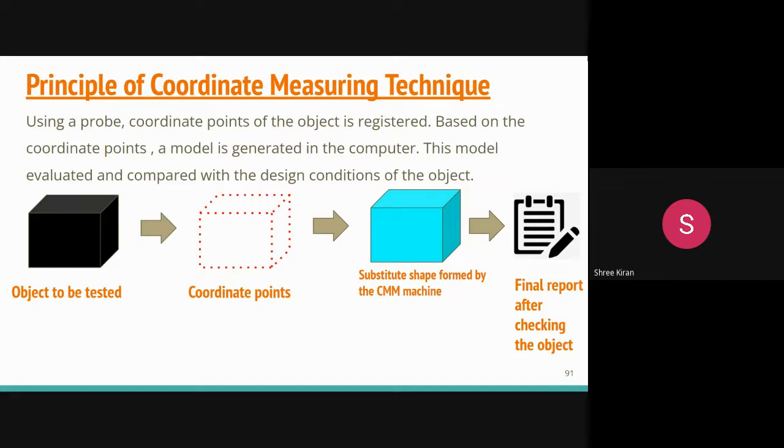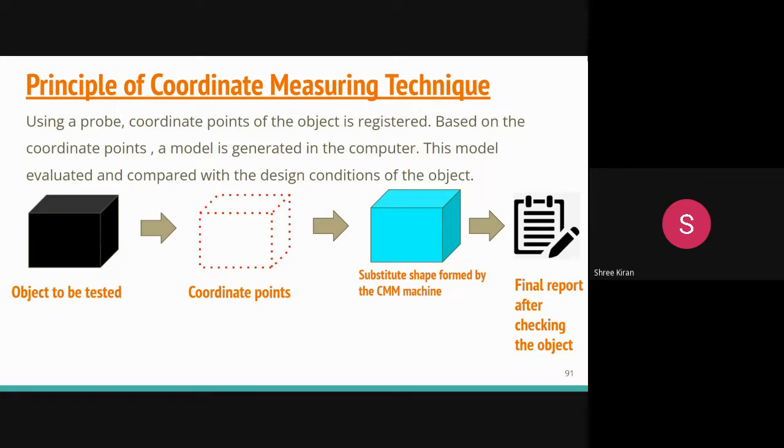These machines can do 100% dimensional assessment and are versatile in their capability to record measurement of complex profiles with high sensitivity and speed.